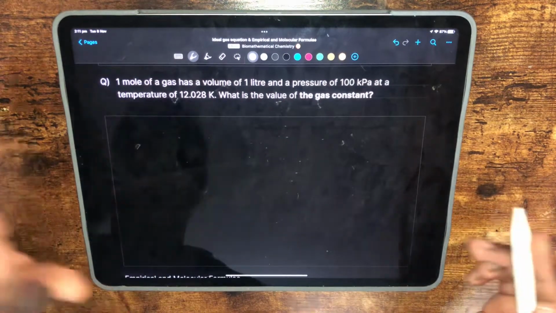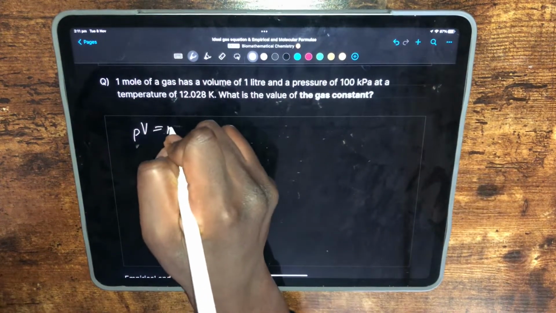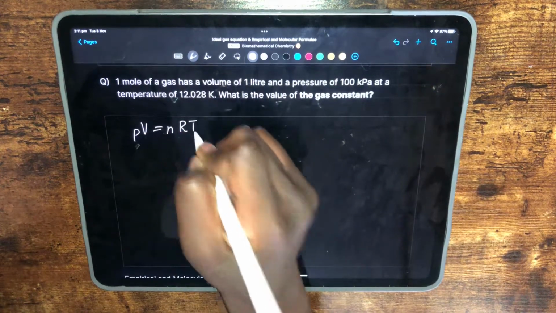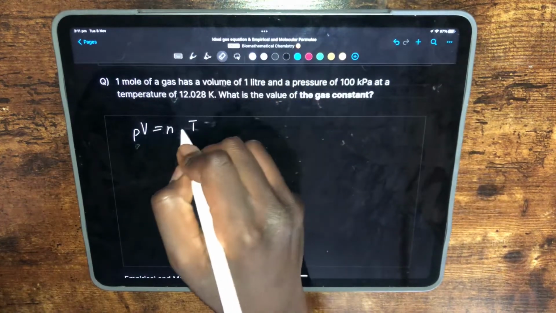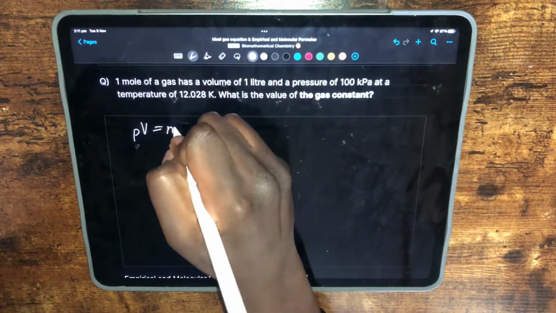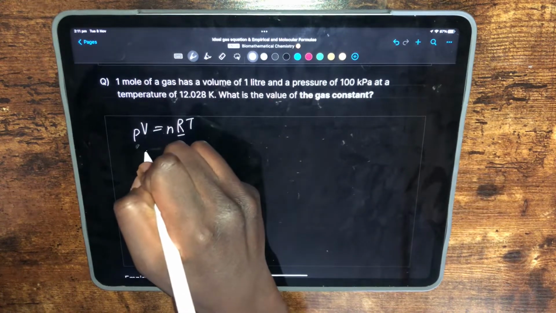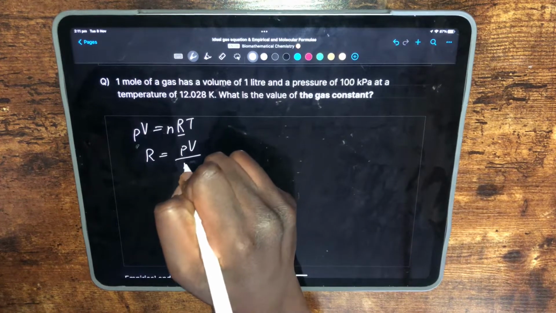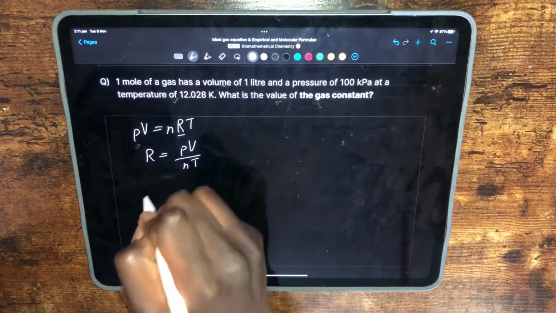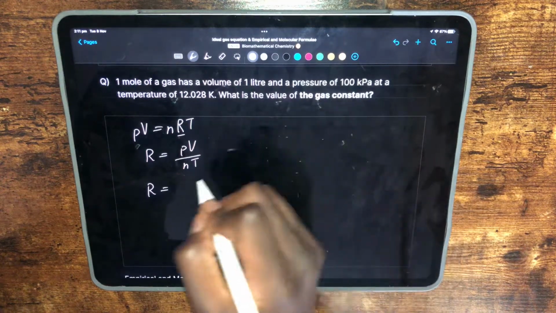So to get to 8.31, we would do PV, always write out our equation first. PV is equal to nRT, right? PV is equal to nRT. We're trying to find R, right? So rearrange the equation. So R is equal to PV over nT. Yes. And our pressure is 100,000.